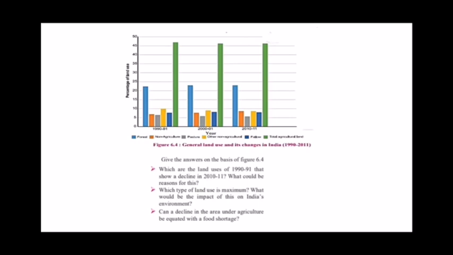Last question is, can a decline in the area under agriculture be equated with food shortage? Now, a decline in the area under agriculture cannot be equated with food shortage. With modern technology, the maximum agricultural food production can be undertaken in limited areas.